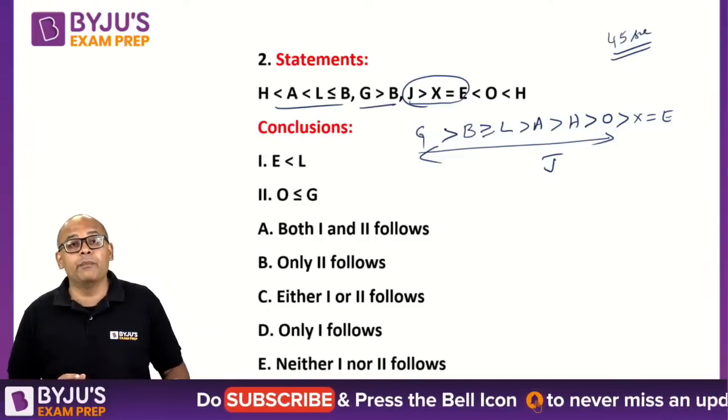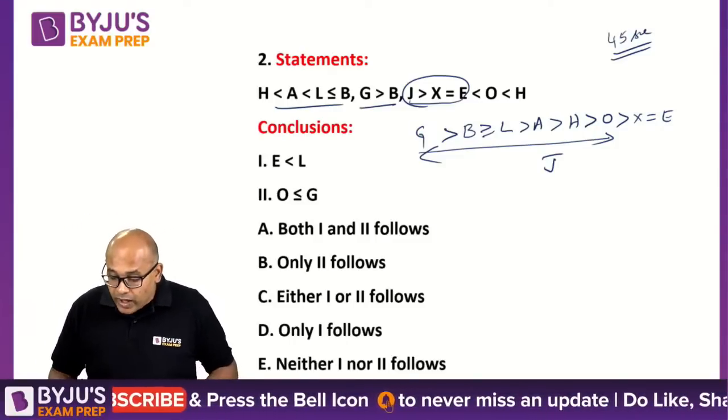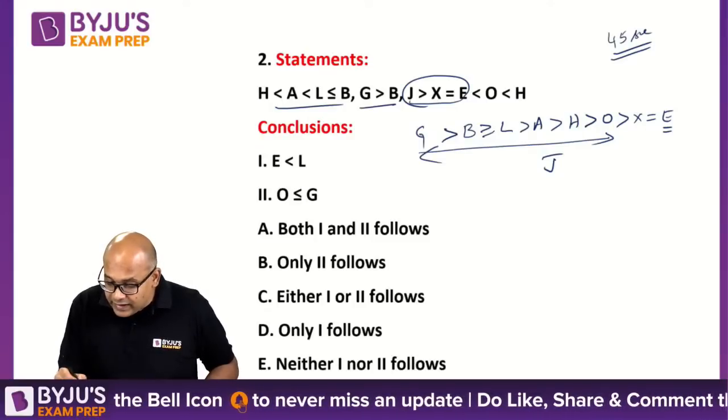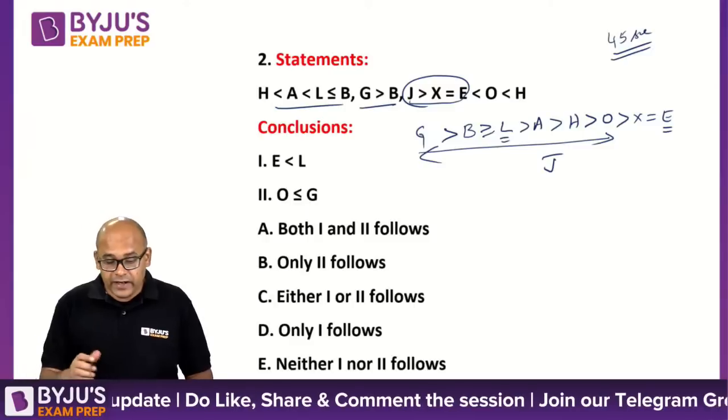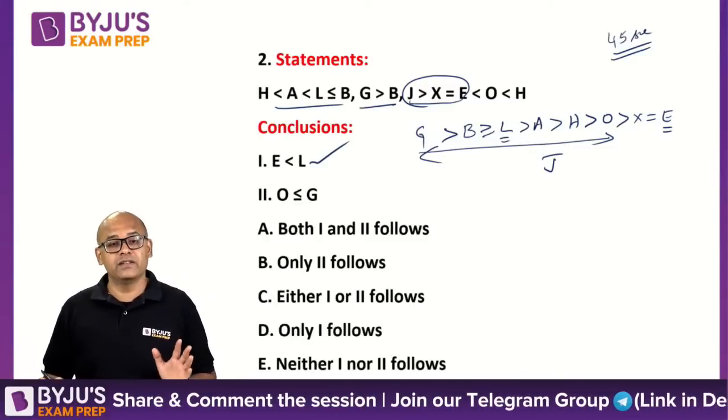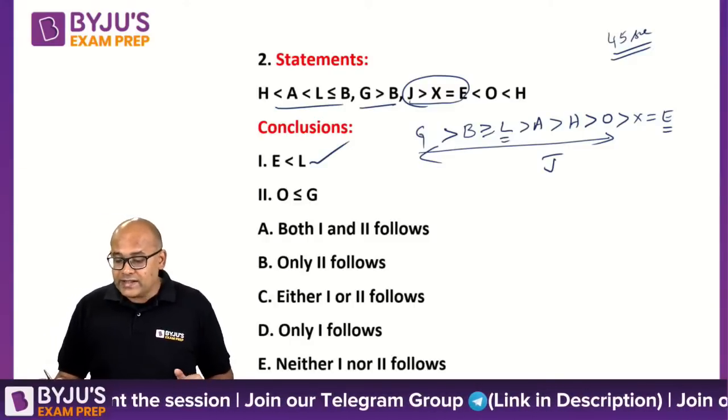So let's take a look at the comparison of E and L. What happens to E and L? E is here, L is here. Definitely L should be greater than E. Definitely this is correct. 100% correct. Straightforward. What about O and G?